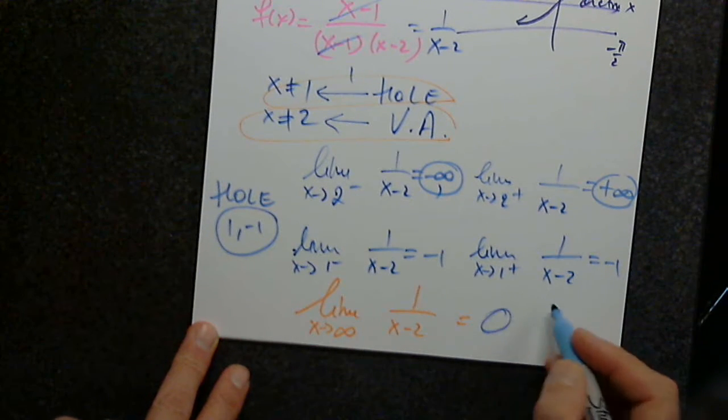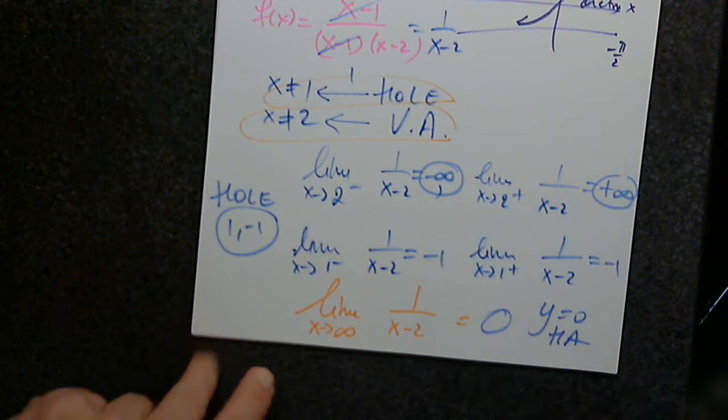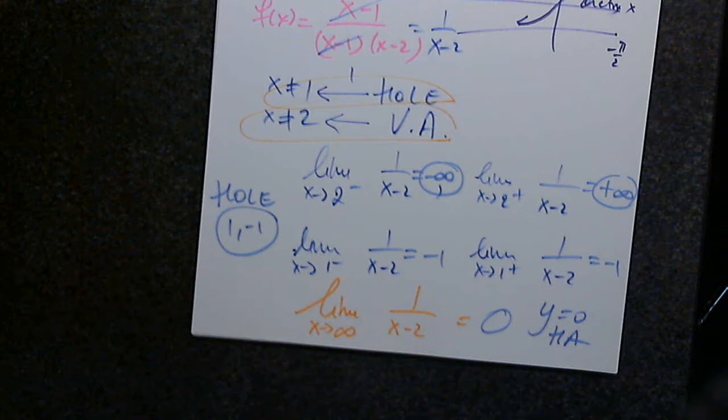And here this is 0, obviously, so y equals 0 is a horizontal asymptote. Because when the denominator goes to infinity, 1 over infinity approaches 0, and the horizontal asymptote is 0. And it is on both sides. It's a rational function. It doesn't create any situations.